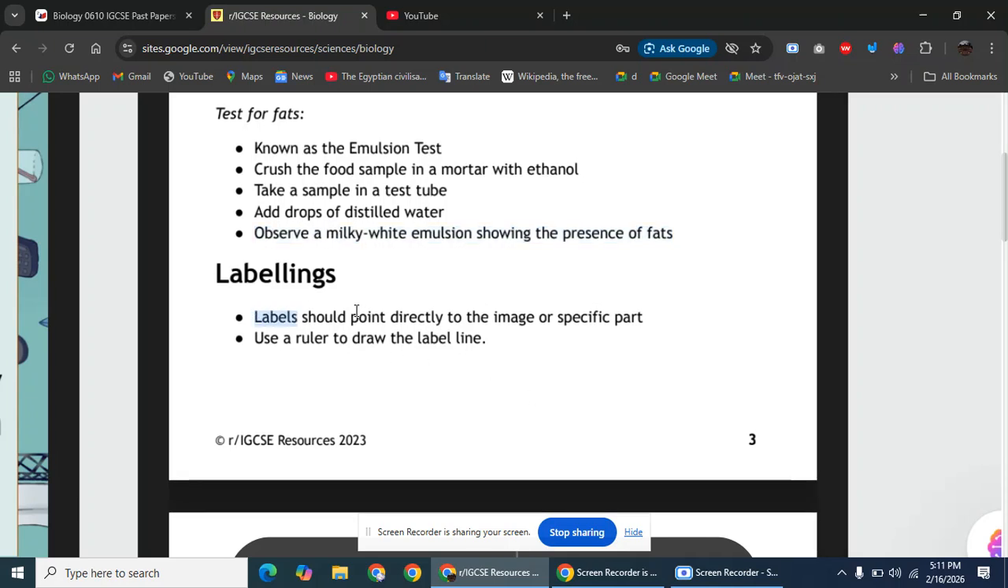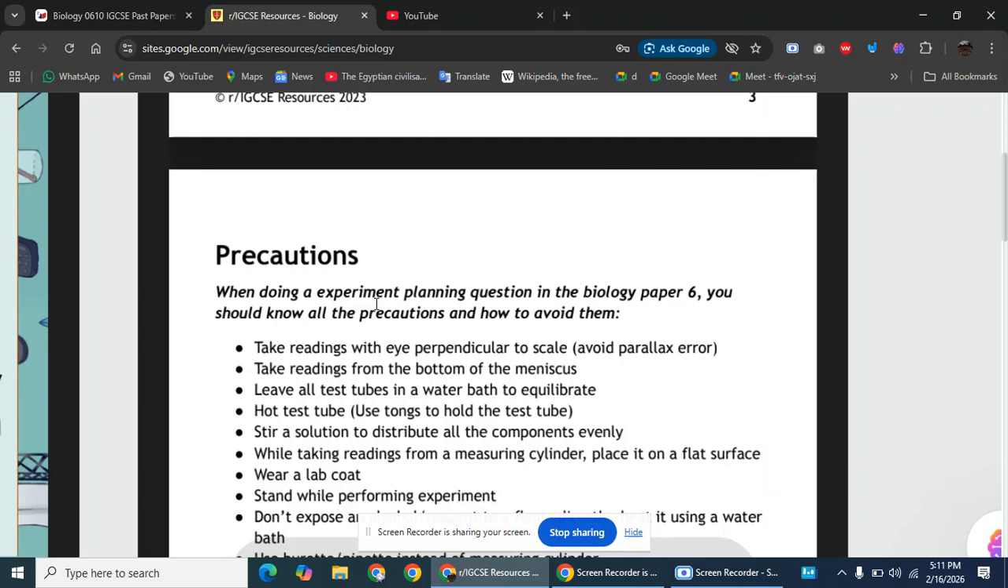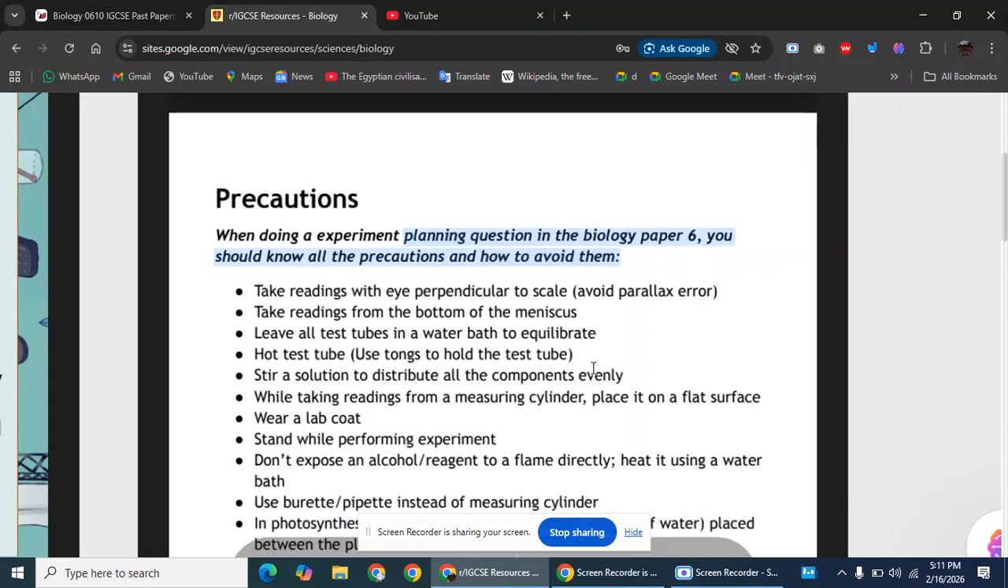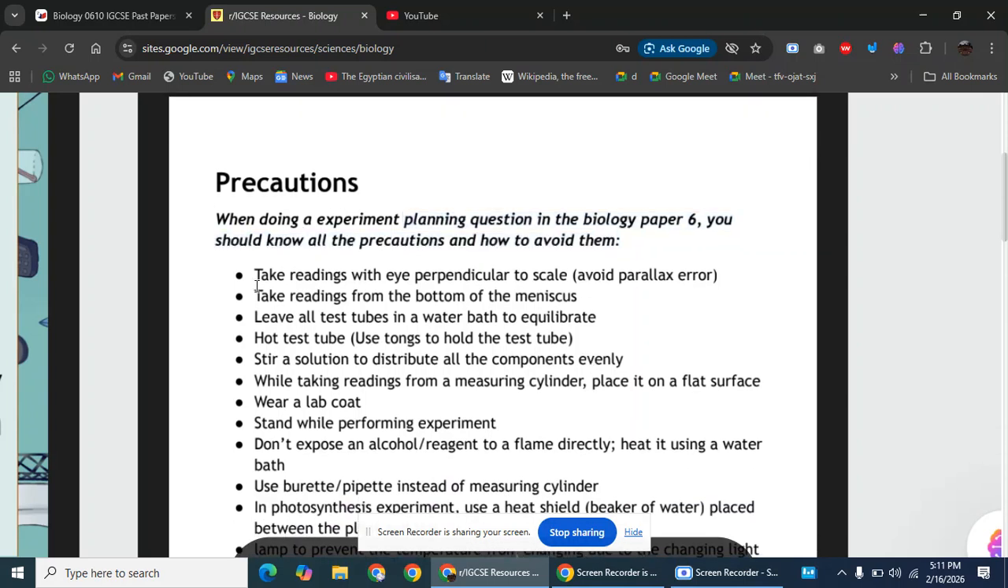Labeling. When it comes to labeling, you need to point exactly to the image and you need to use a ruler to draw the label line. When you're taking precautions, precautions can be many and you should know the precaution and how to avoid them. Take readings with the eye perpendicular to the scale. Very important, it can come anywhere. Take readings from the bottom of the meniscus.